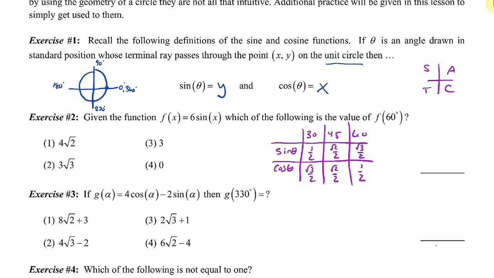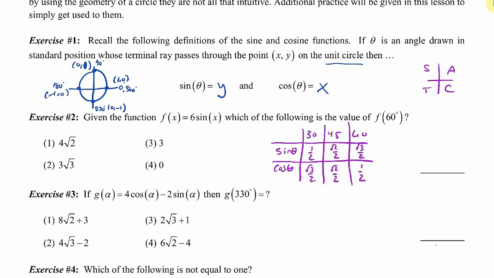And then again, since the radius of the unit circle is 1, these four coordinates become (1, 0), (0, 1) up top, (-1, 0), and (0, -1). And again, sine goes with the y coordinate, cosine goes with the x, okay?